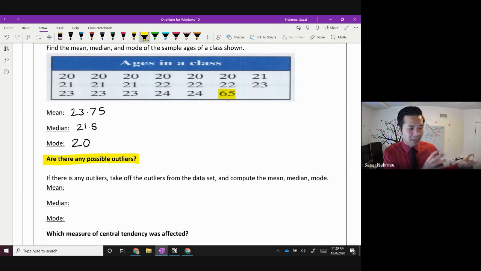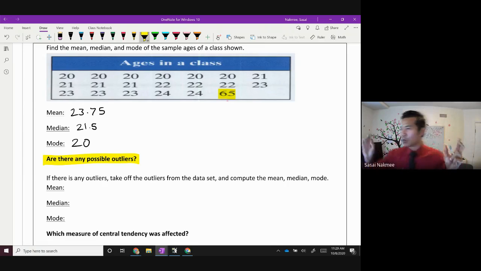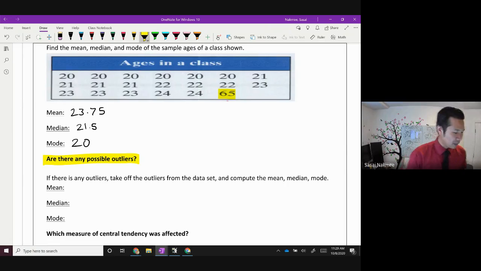He doesn't look like he fits in with the other numbers that are there. If I was drawing a dot plot, I'd have a bunch of dots around 20, 21, 22, 24, 23, and then this one single dot all the way out here at 65. So that 65 is a possible outlier, I'd say. Possible outlier at 65.